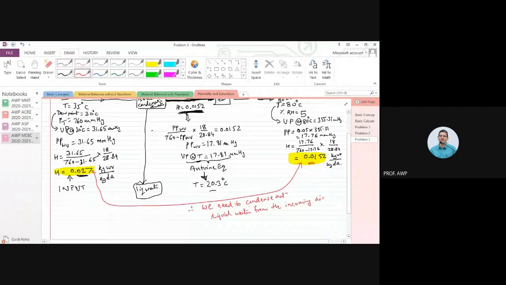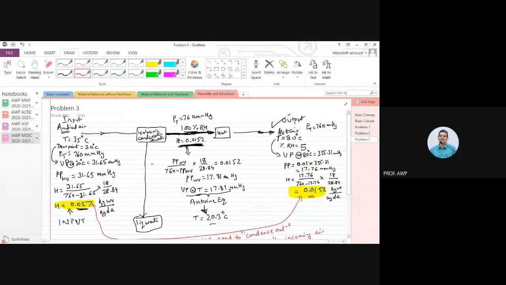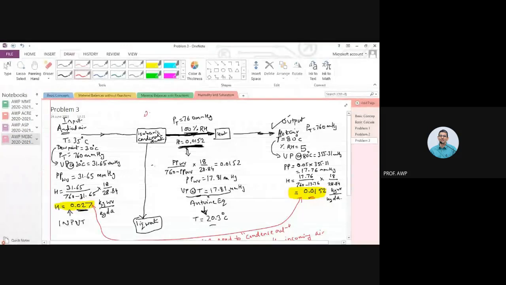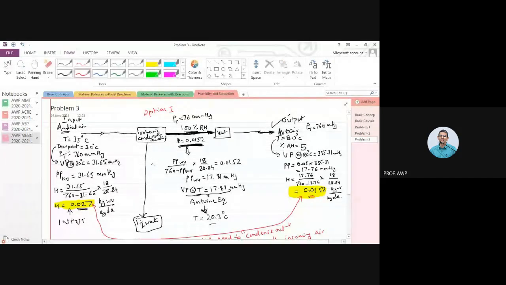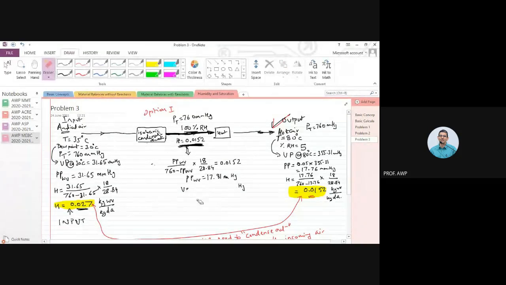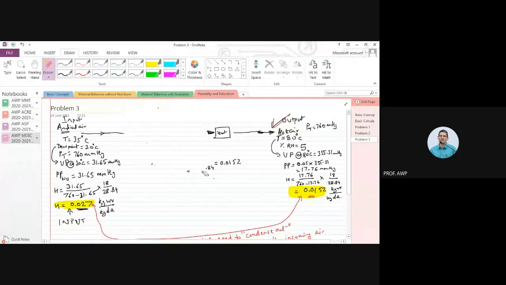So what were the options for condensing out the liquid water? One was to cool below the dew point temperature. That is this option one. So if you cool to 20.3 degrees centigrade, enough liquid water will condense and we will be able to get the humidity, and then heat up to 80 degrees centigrade, we will get the required air. Right, that is one. What is the second option that we have seen last week for condensing out water? It is to increase the pressure. Right, let's talk about that.